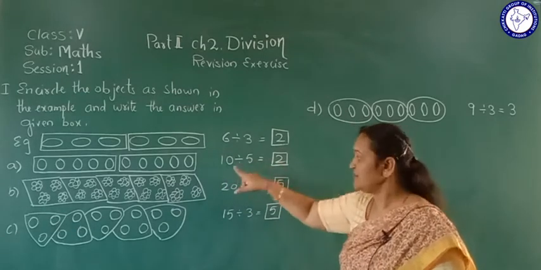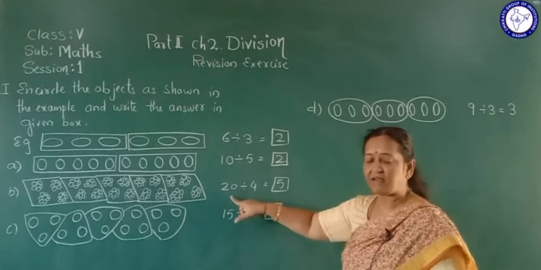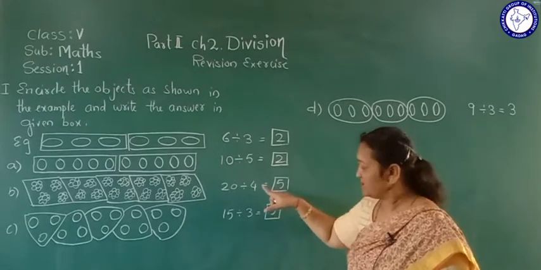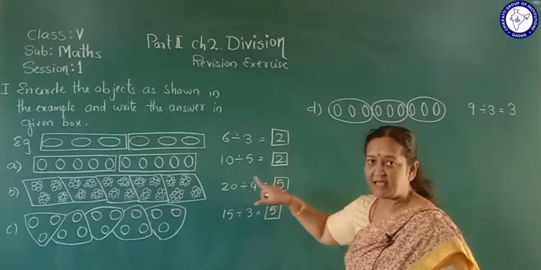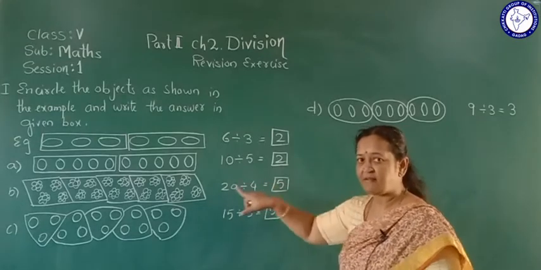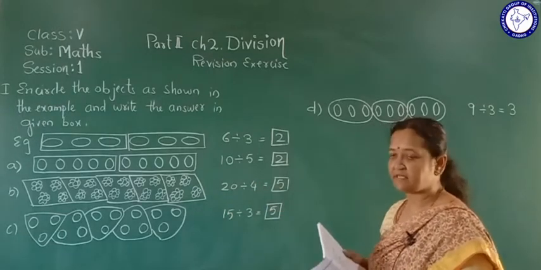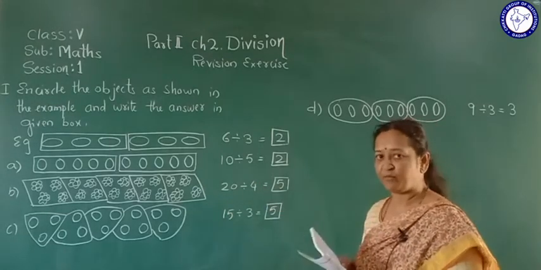So 5 2s are 10. Similarly, here 20 divided by 4 is given. Then the answer we are getting is 5. So 4 5s, if you multiply, you will get 20. 4 5s are 20. Okay. So 20 is easily divisible by 4 and 5 both.